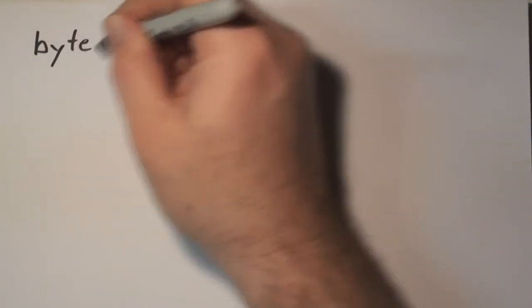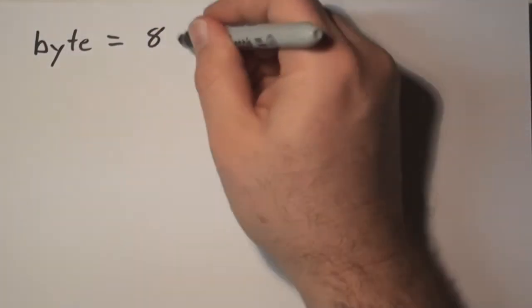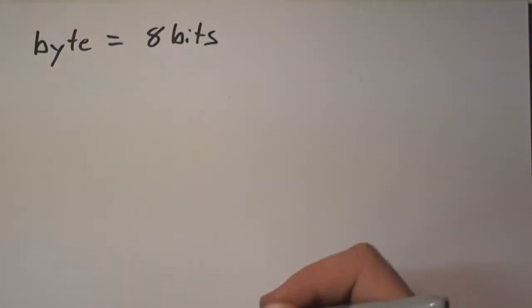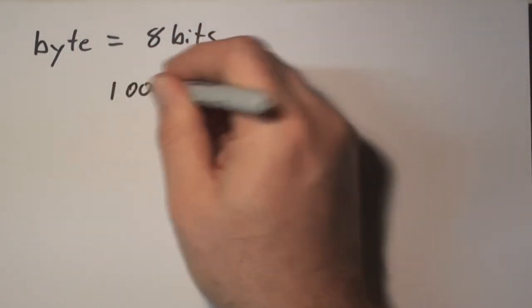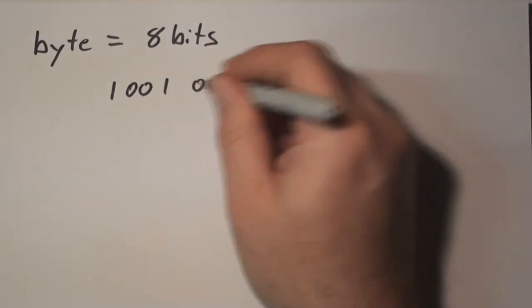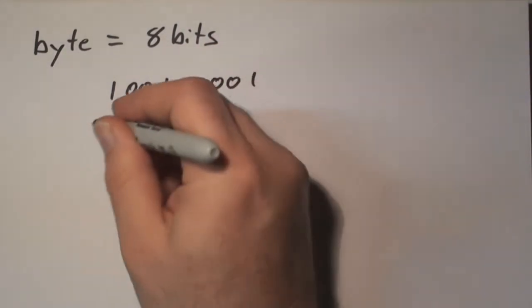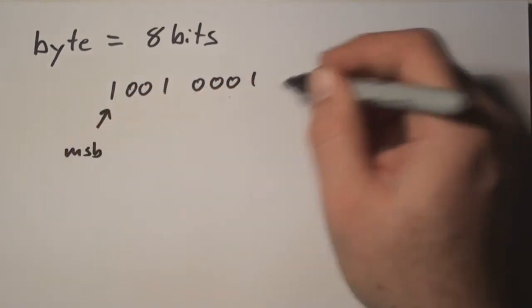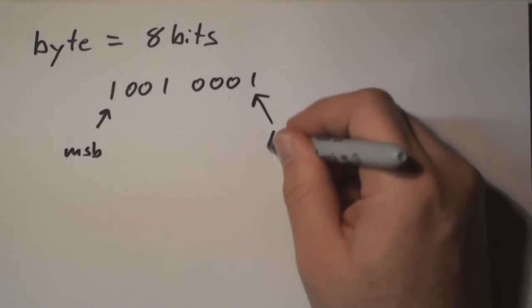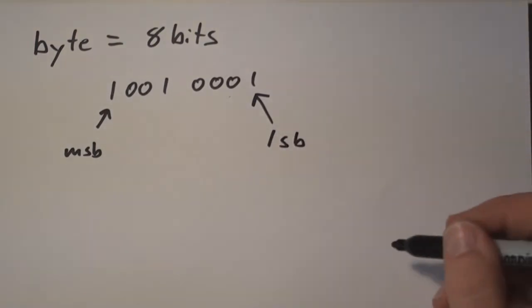Okay, now I'm going to define a byte. A byte is 8 bits. And we'll give an example here of a byte. So 1001 0001, that's 8 bits. And the far left bit is called the most significant bit. And the far right bit is called the least significant bit, or the MSB and the LSB.